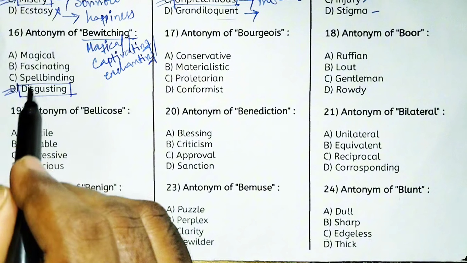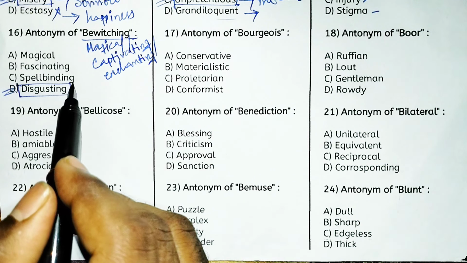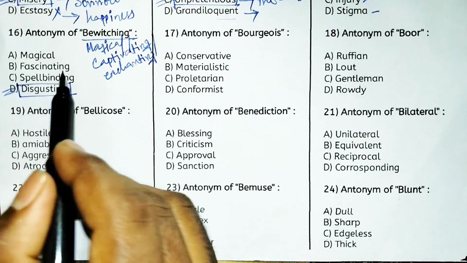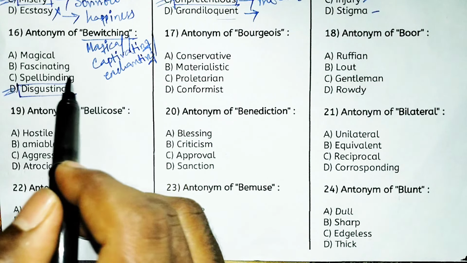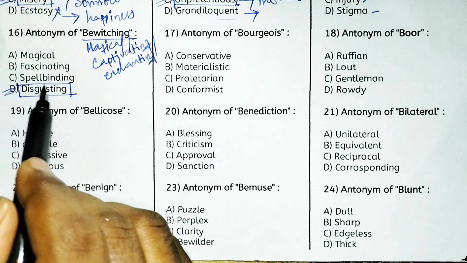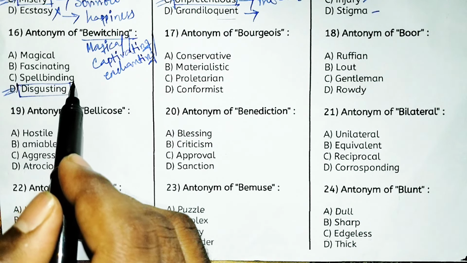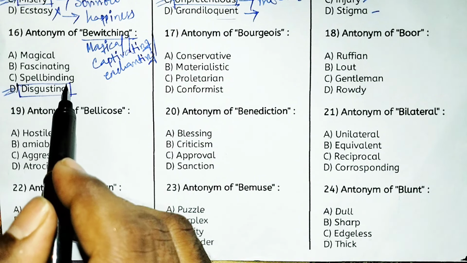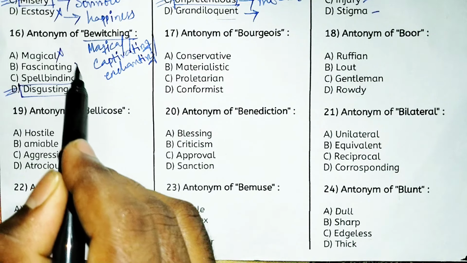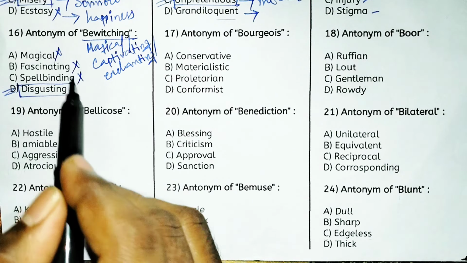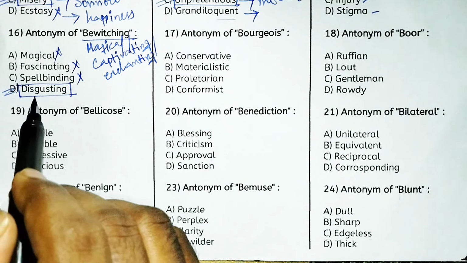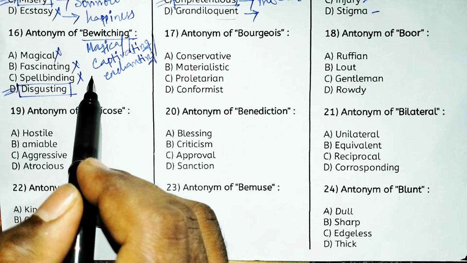So look, magical, fascinating, and spellbinding. Magical is a synonym of bewitching, and fascinating is also a synonym of bewitching. That means one kind of alluring or captivating. And spellbinding, this is a very good word. Spellbinding means mantramugdha. So magical, fascinating, and spellbinding are the synonyms. That's why we have to eliminate these options. So option D, disgusting, is the right antonym of bewitching.